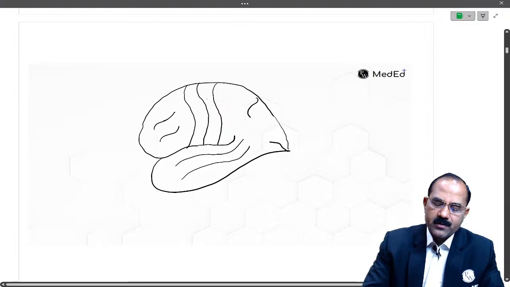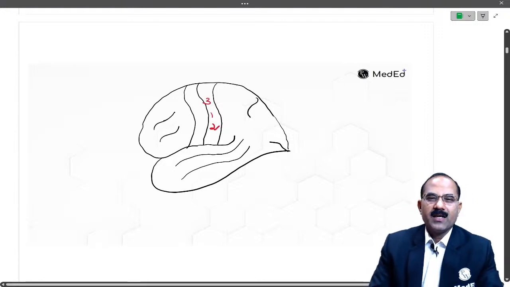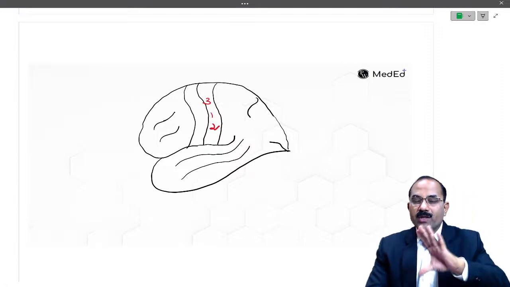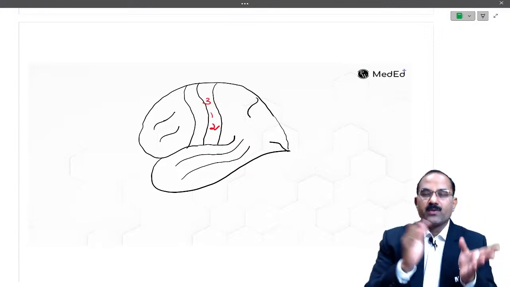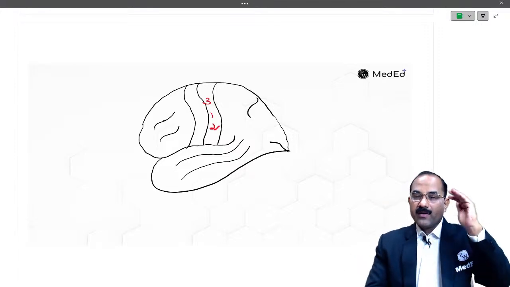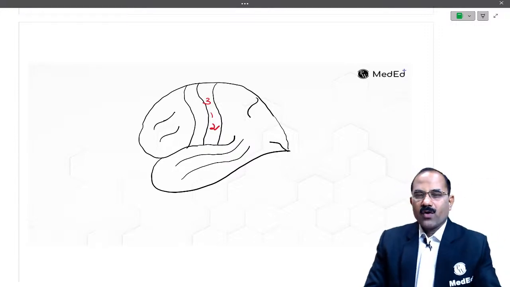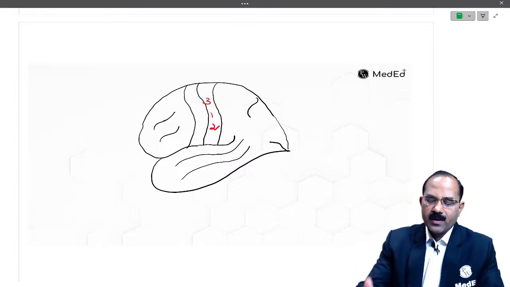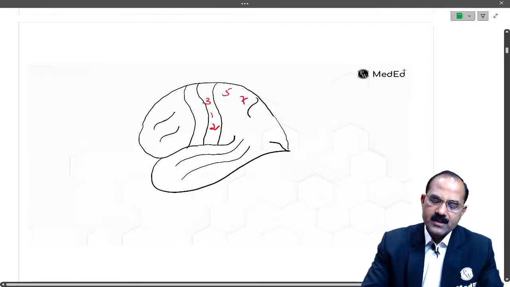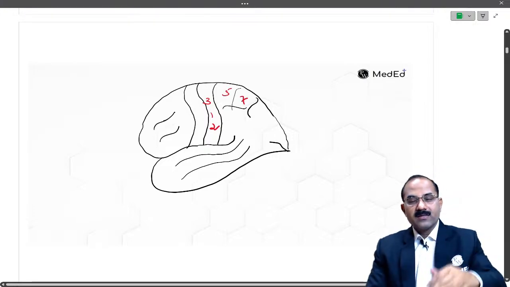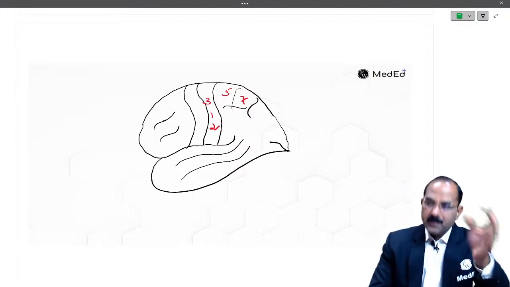Now, what is this? We'll start with this area number 3, 1, 2. So 3, 1, 2 is the primary sensory area, right? This 3, 1, 2 receives all the crude and fine sensations. You have to know the tracts which carry the crude sensations, that is the spinothalamic tract, anterior and lateral. You have to know the tracts which carry fine sensations, that's the fasciculus gracilis and cuneatus, or the tract of Goll and Burdach. So that all you have to know. Now 3, 1, 2 is what? Primary sensory area. What is this? 5 and 7? 5 and 7 are known as the sensory association areas. These areas will help us to understand the type of sensations.